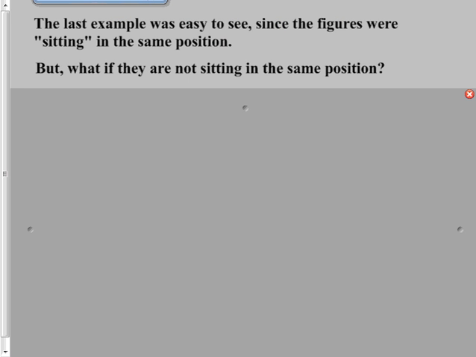Okay, now the last one was very easy to see, first off, because they did provide us with all of the information. They did not make us solve anything, and on top of that, they also positioned the figures so that they were basically oriented or sitting in exactly the same position. Okay, but what if they were not sitting in the same position?